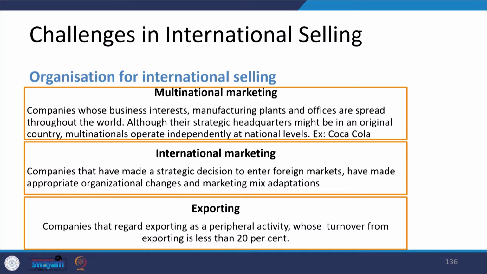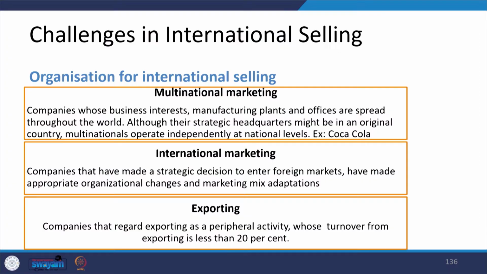So what kind of organization do we have for selling in international markets? First one is multinational marketing. It involves companies whose business interests, manufacturing plants and offices are spread throughout the world. Although their strategic headquarters might be in an original country or home country, multinationals operate independently at national levels. For example, Coca-Cola.